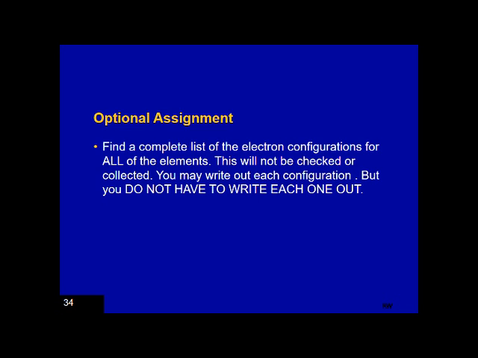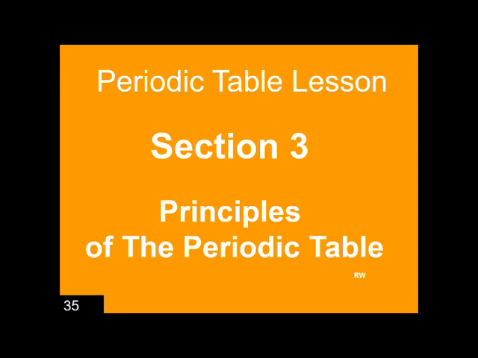All right, here's an optional assignment to find a complete list of electron configurations for all the elements. So it's optional. You can probably find one in your textbook or online. It's a good reference to have, and if you're in one of my classes that are making a reference book, you should definitely put this in your reference book. Okay, that concludes section 2 of the periodic table.